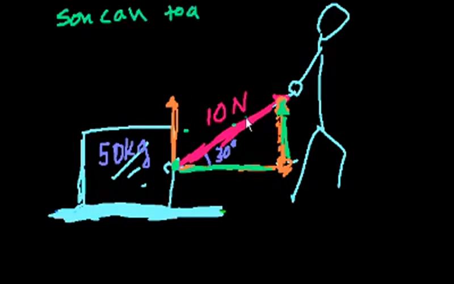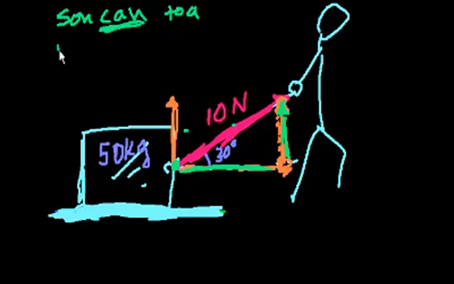We know this is 10 newtons. The length of this vector is 10 newtons, or the magnitude. And that's the hypotenuse of this triangle. What we want to figure out is the adjacent side, right? Because we have this angle. So we know the hypotenuse, we want to figure out the adjacent. What do we use? We use cosine. Cosine is adjacent over hypotenuse.